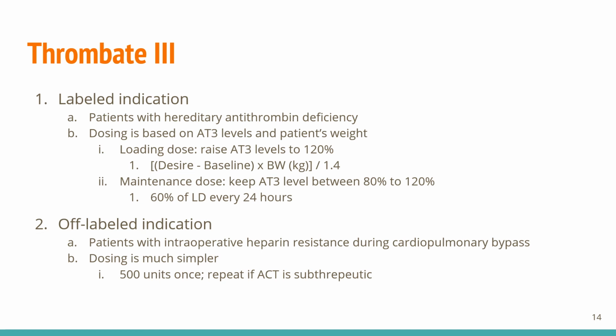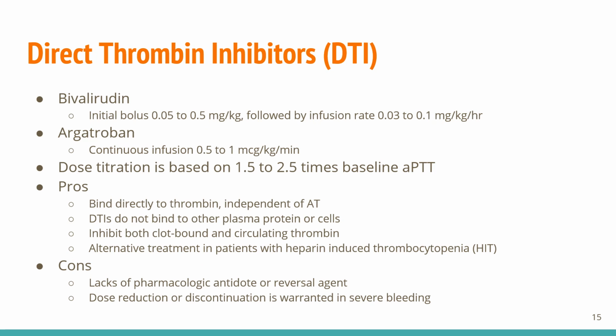Along with heparin, direct thrombin inhibitor can be used under some circumstances. We have bivalirudin, which is typically given as a bolus, and then followed by continuous infusion, or argatroban with a continuous infusion, and some institution might bolus the patient as well. For dose titration, it follows the patient APTT, where we want it to be 1.5 to 2.5 times their baseline. For some pros, it can bind directly to thrombin, so independent of antithrombin level.